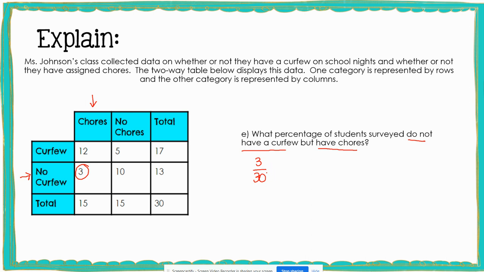Again, I would put this in my calculator as 3 divided by 30. When I put that in my calculator, I get 0.1. And then all I have to do to change this to a percent is move my decimal 2 places to the right. So it's going to go here, and there's going to be an empty space, which I would fill with a 0. So this is 10% of students who do not have a curfew, but that do have chores.